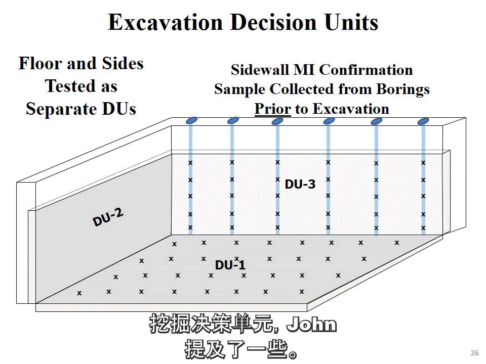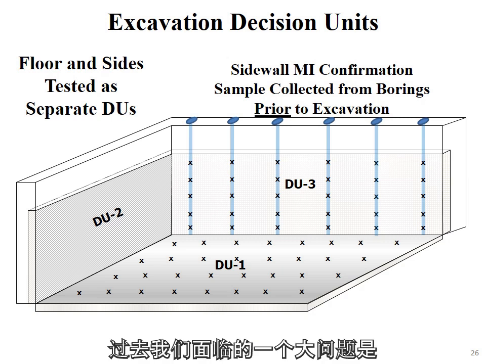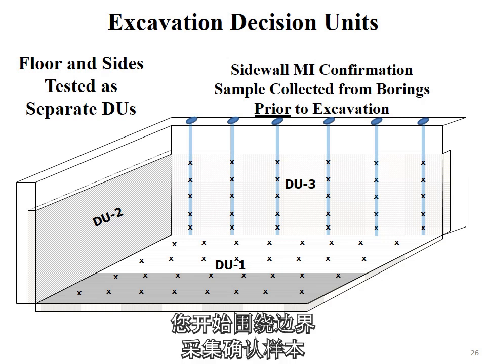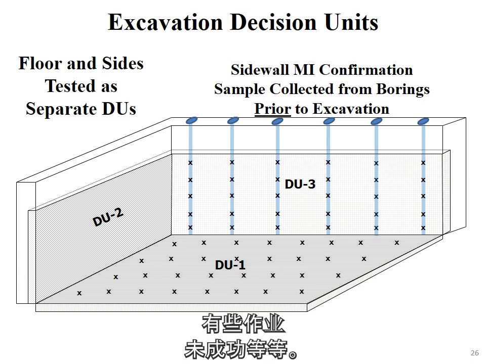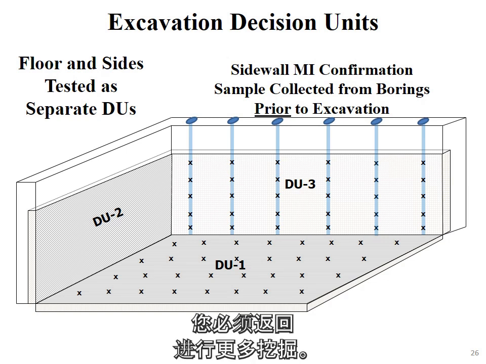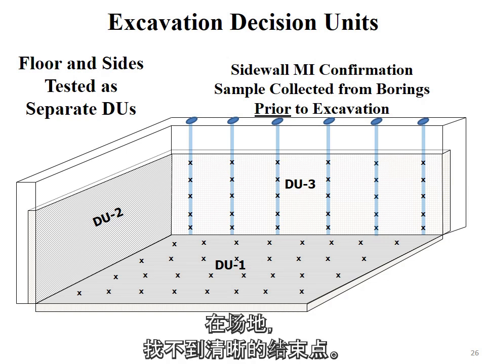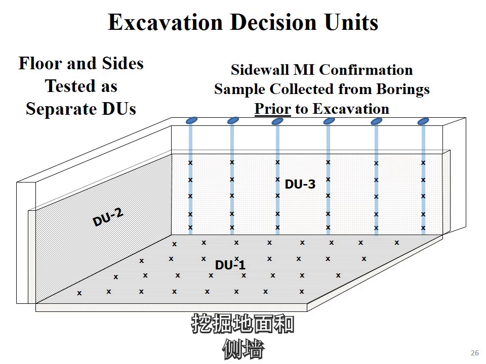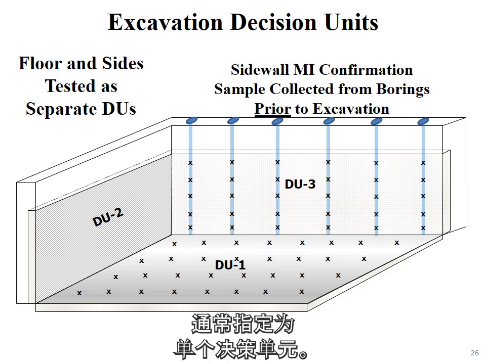About excavation decision units, John mentioned this a little bit. So another big problem in the past we've had is you dig out the contaminated soil, at least where you think it is, and you start collecting confirmation samples around the perimeter, and some of them fail and such. And you have to go back and do more excavation. There's really no clear endpoint at the site. The way you would do this under a DUMIS approach is that the floor and the sidewall of the excavations would typically be designated as individual DUs.